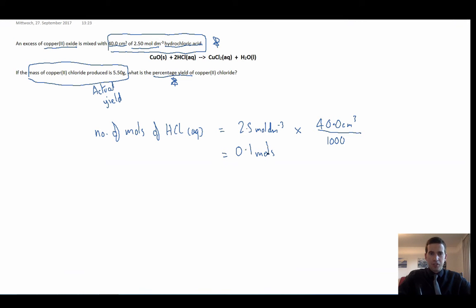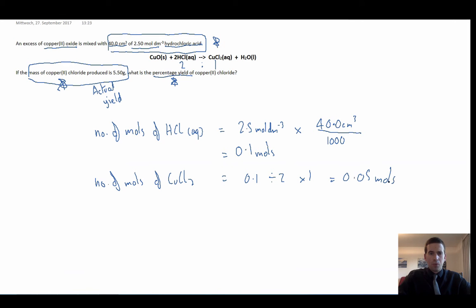We have our moles of HCl. We are looking at copper chloride as our final answer. Now, the ratio between HCl and copper chloride is 2 to 1. So therefore, next step is to work out the number of moles of CuCl2. So we take the moles of HCl, which is 0.1. Step number 1 is to divide by 2, then multiply by 1. This comes out at 0.05 moles.